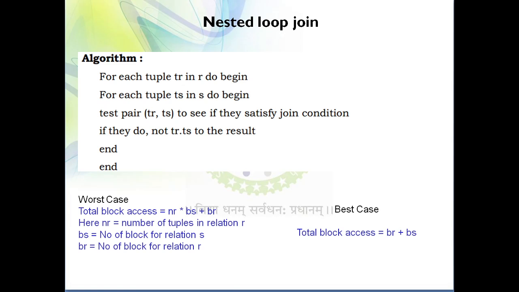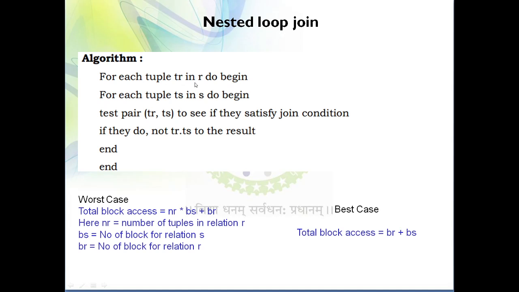So in the case of nested loop join, this is a simple algorithm. We need to understand this algorithm as well as the formula. This formula is useful to estimate the number of block accesses required in the worst case as well as in the best case. Before discussing the formula, first we need to discuss the algorithm used for nested loop join and how it works. In this case, for each tuple tr in R do begin.